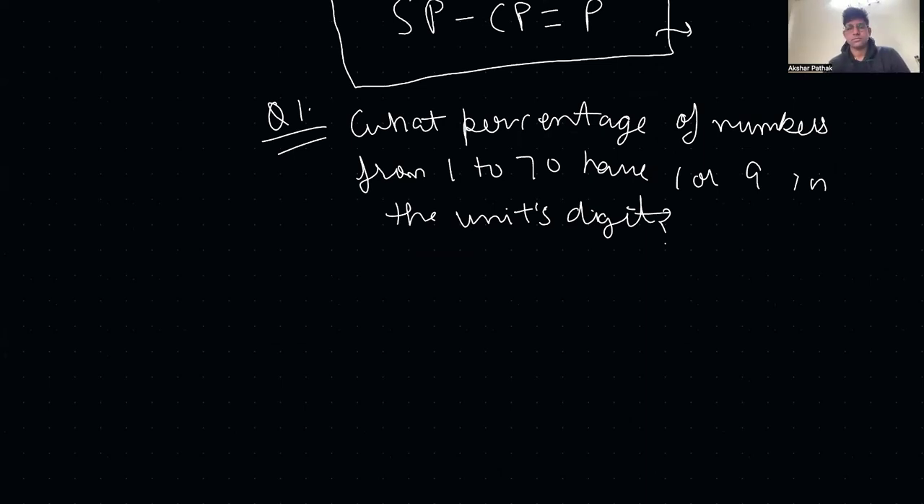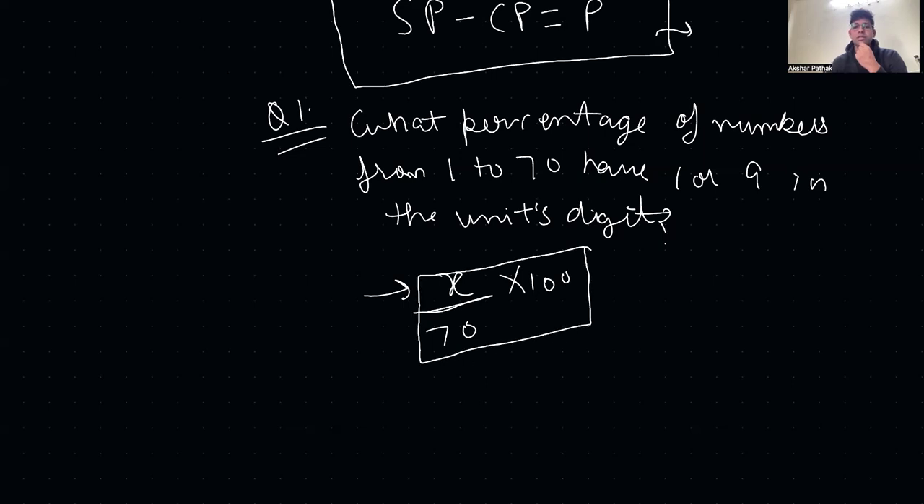Let's say you calculated a value, like there are x numbers which have 1 or 9 in the units digit. So there are x numbers, and how many total numbers are there? 70. So x by 70 into 100 will be your percentage. And for the sake of simplicity, I will calculate it for you. From 1 to 10, we have 2. From 11 to 20, we have 2.